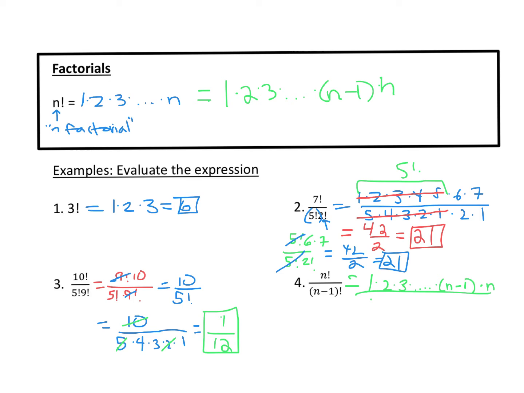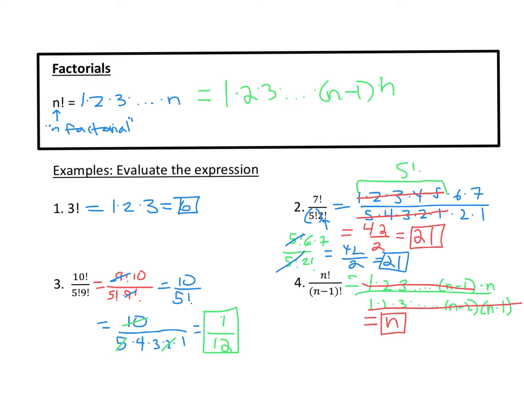The bottom part would be 1 times 2 times 3, all the way up to, I'm going to say n minus 2 followed by n minus 1. So this numerator actually, the thing that comes before n minus 1 would be n minus 2. I just didn't write it in there. But you can rewrite it. Everything up to here cancels out with everything down to there. You just get n, and that's your answer.